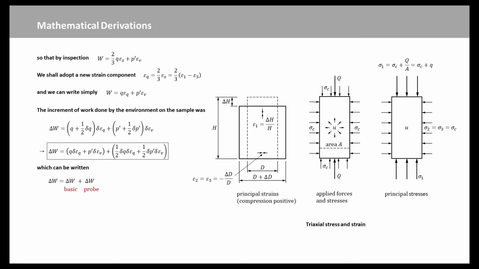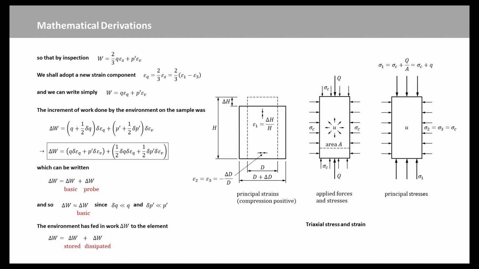The average stresses during the increase were q plus half of delta q and p dash plus half of delta p dash, and the resulting strains were delta epsilon q and delta epsilon v. So the increment of work done by the environment on the sample was here. We can omit the higher order terms so that the delta W equation shows here, delta W equal to delta W basic. Where has the work gone?